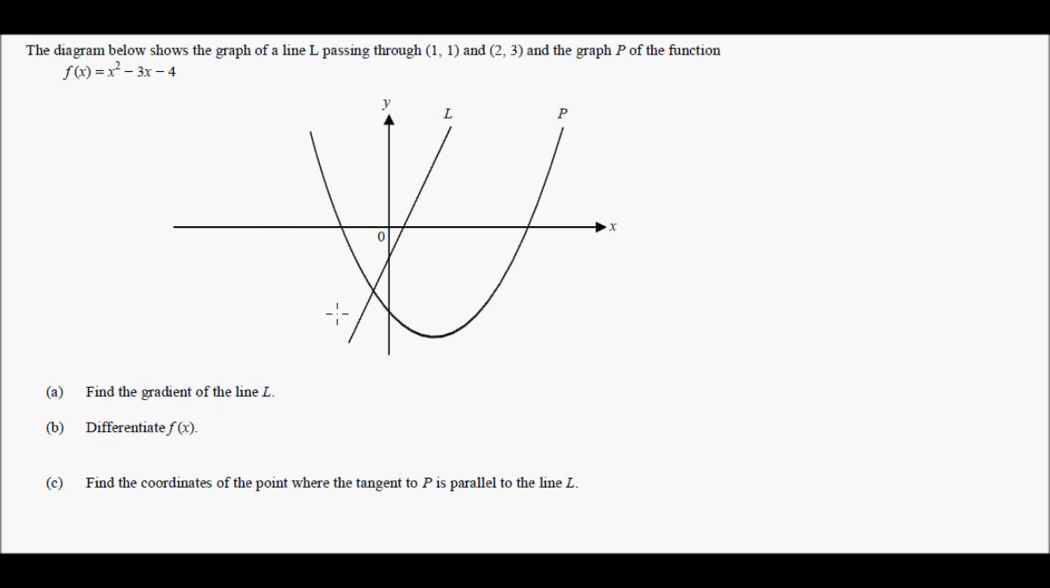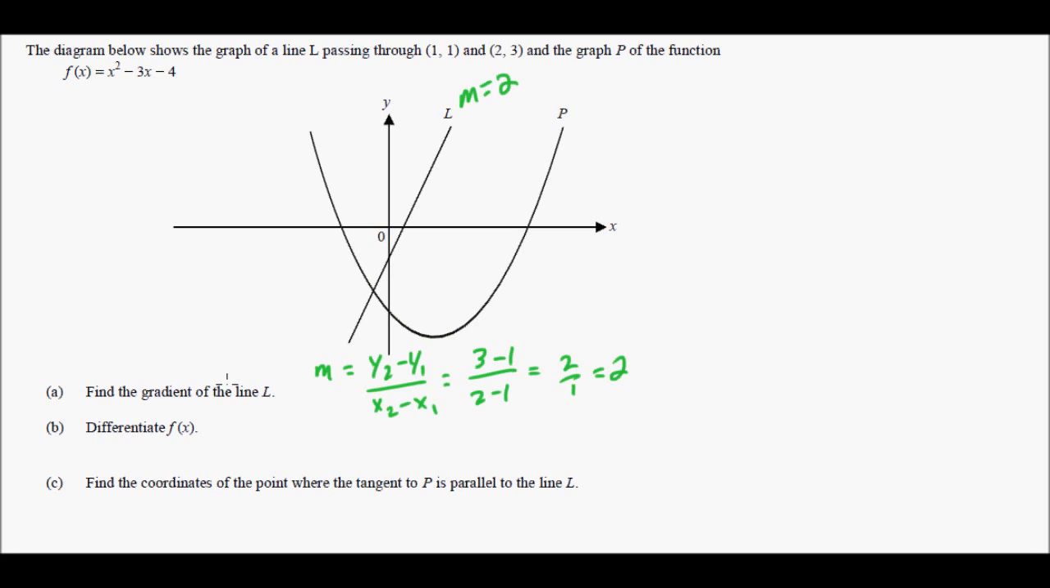Find the gradient of L. A lot of times they'll incorporate regular coordinate geometry or algebra into this. Anytime you want to find the gradient when you have 2 points, it's y2 minus y1 over x2 minus x1. So in this case, it would be 3 minus 1 over 2 minus 1, which is 2 over 1, which is 2. So that's our gradient here, m equals 2. My guess is we're going to need that.